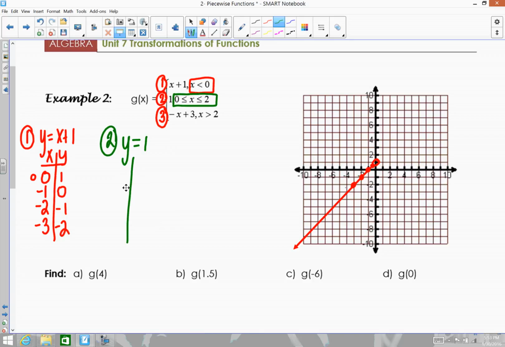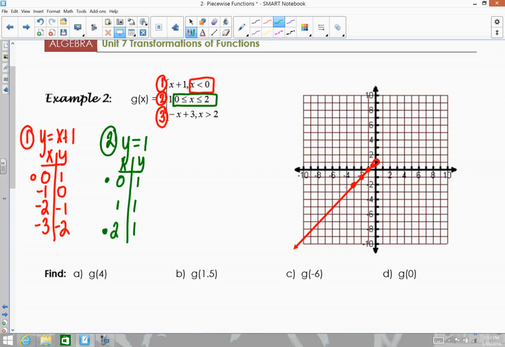So when I go to do my table, it's going to start at 0, and it's going to end at 2 this time. And I'm going to have solid circles at both of those points. And then include any points between these. So 1 is the only point. So when x is between 0 and 2, the y value is 1, is what it's saying. So when x equals 0, y equals 1. When x equals 1, y equals 1. When x equals 2, y still equals 1.